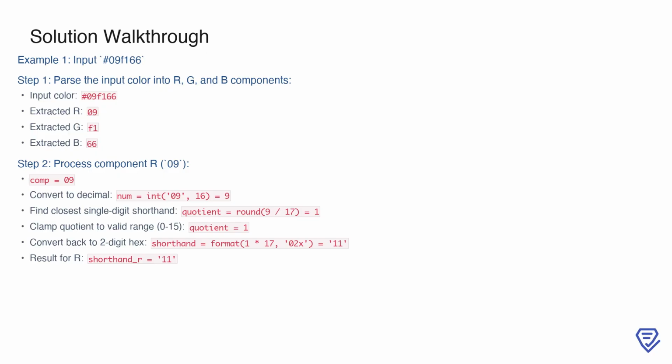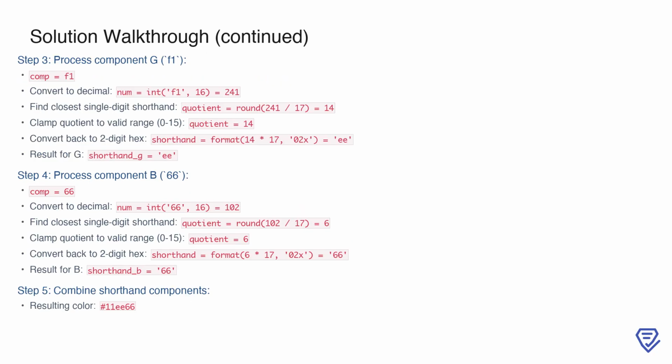Now, focusing on the red component 09, we convert it from hexadecimal to decimal, giving us 9. To find the closest shorthand representation, we divide this number by 17, which is the step between valid shorthand values, and round the result to get 1. We ensure that this value is within the valid range of 0 to 15, which it already is. Then, we multiply 1 by 17 and convert it back to hexadecimal, resulting in 11. This becomes the shorthand representation for the red component.